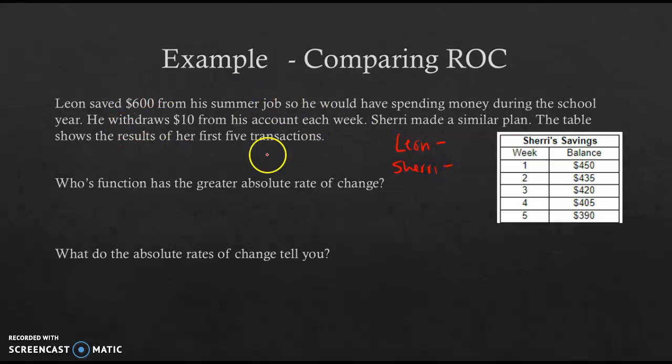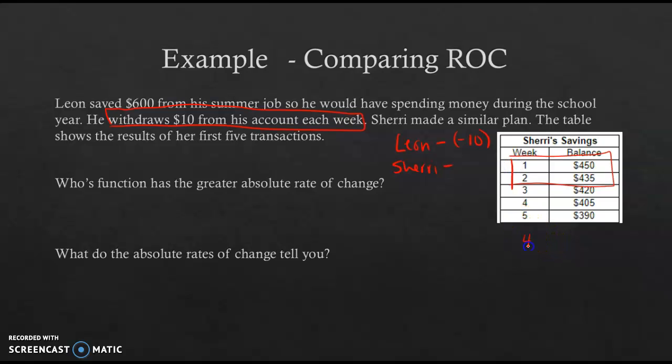Leon's rate of change is in this paragraph, and it's the fact that he withdraws $10 from his account each week. That's his rate of change. Withdraw meaning negative. So he withdraws $10 from his account each week. We need to just pick 2 points from Sherry's and find the rate of change. So I'm just going to pick these first 2 points.